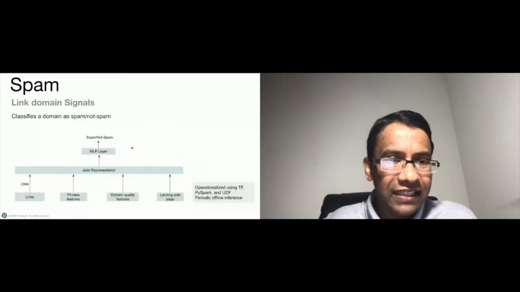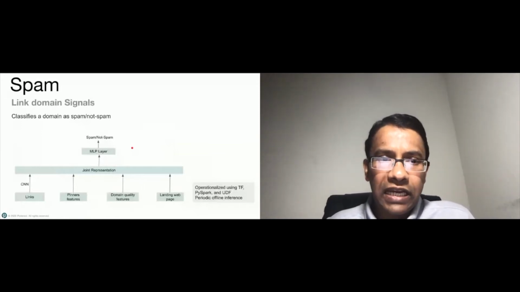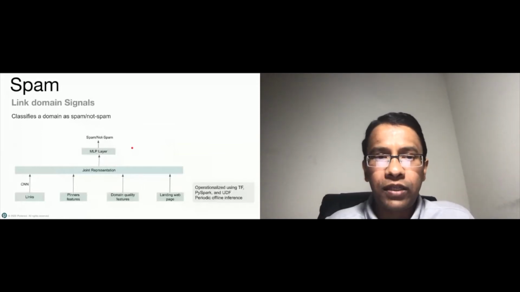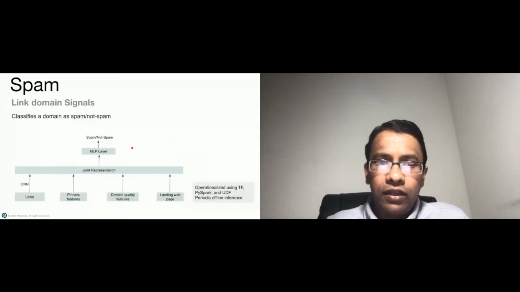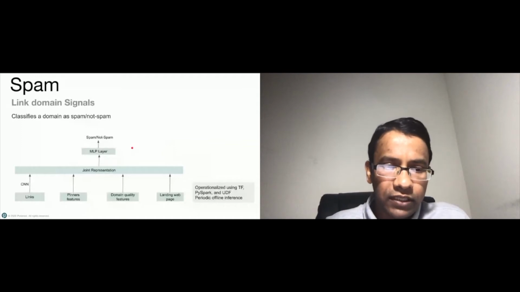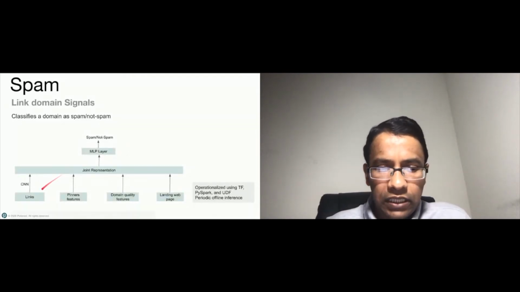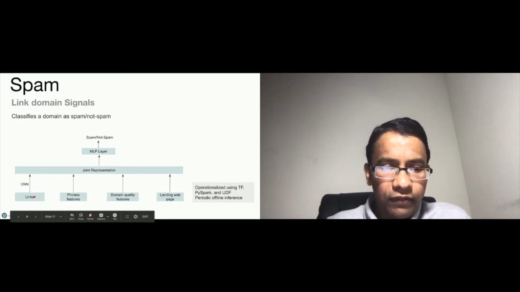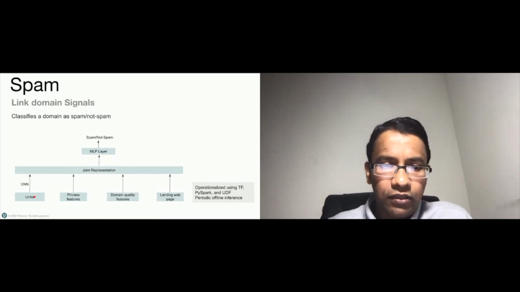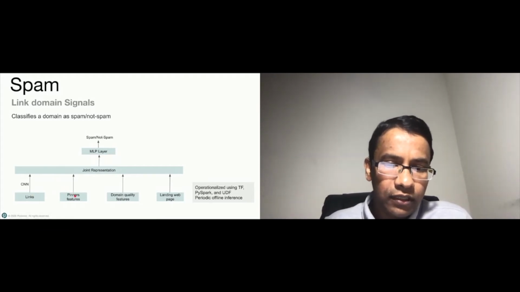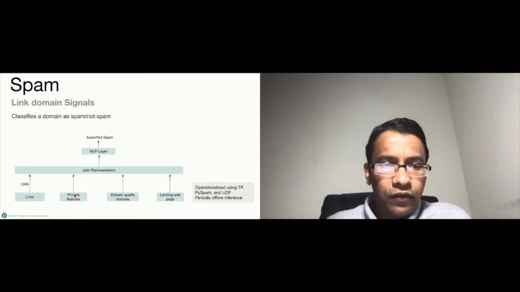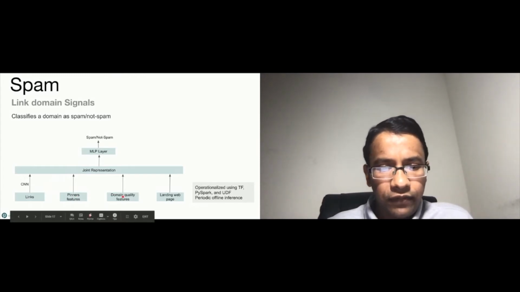So this is one of the signals that we use to identify spammy domains or links at Pinterest. Given a link or a domain, it will say whether this domain is spammy or not spammy. For a domain, we sample a set of links and run a text-based CNN on them. We also craft pinner features like user features, and features for domains.